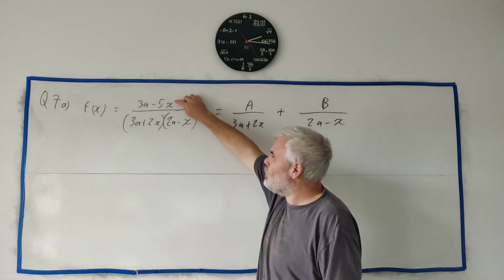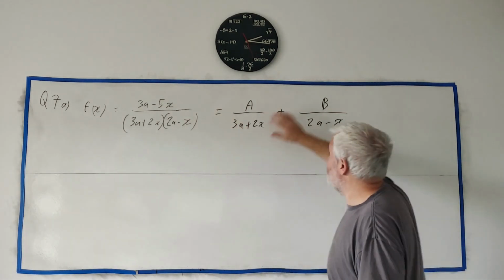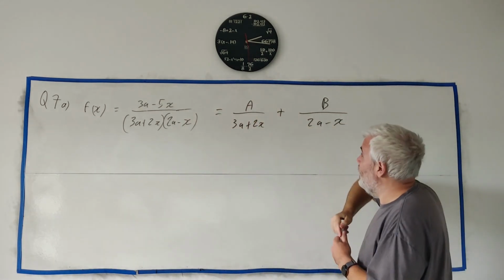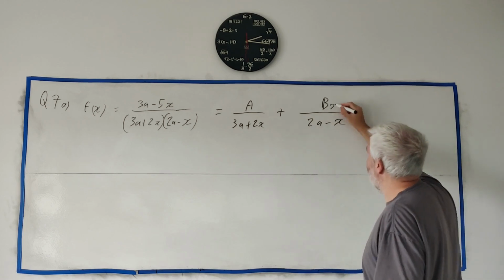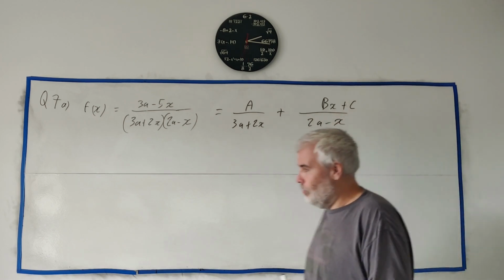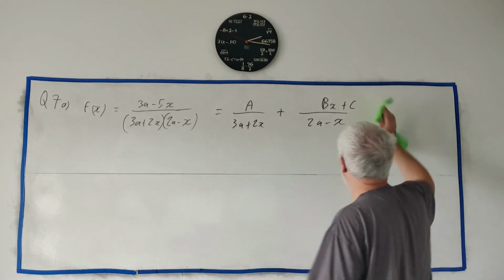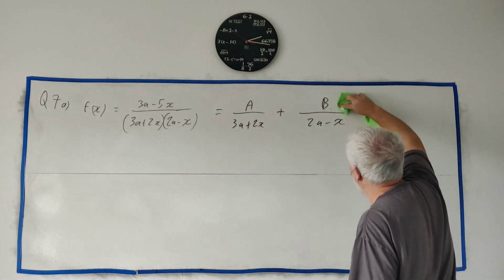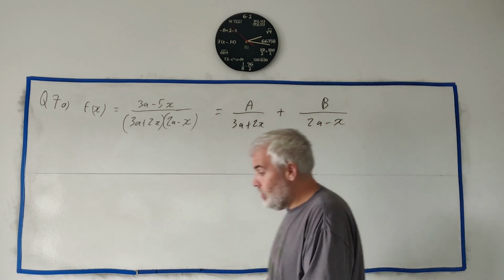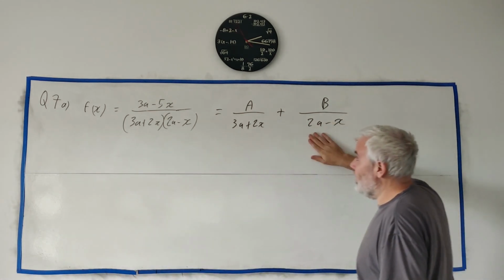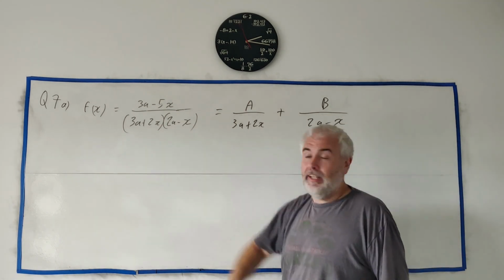If there had been an x squared up here, you would need something that makes an x squared. So we'd maybe have to do something like Bx plus C. We don't in this case. So let me go ahead and take that bit out. So using this, if we cross multiply this right hand side, it should equal this left hand side.